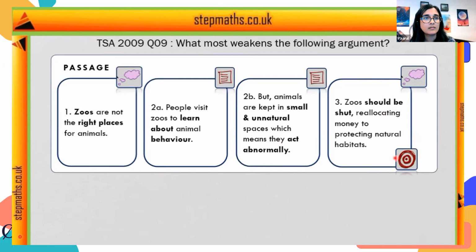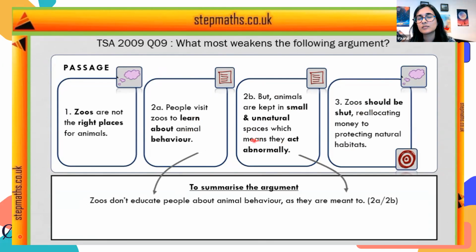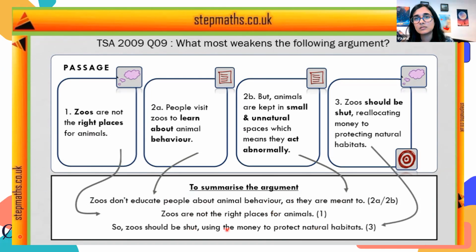And so if we try to summarise the argument, well, the main factual claims about animal behaviour in zoos, so they say people are visiting to learn about the animal behaviour, but because the animals are acting unnaturally, the people who visit aren't going to be learning about how the animals would normally behave. And they also say that zoos aren't the right places for animals. This is going to be partly based on this claim probably, but it also sounds like a more general claim about what's good for animals. And then they conclude that zoos should be shut and the money should be used to protect natural habitats. So when the conclusion has two parts, shut the zoos and use the money for something else, it's important to remember both parts. As we see in this case, some of the options are on the first part and some on the second and some on both.